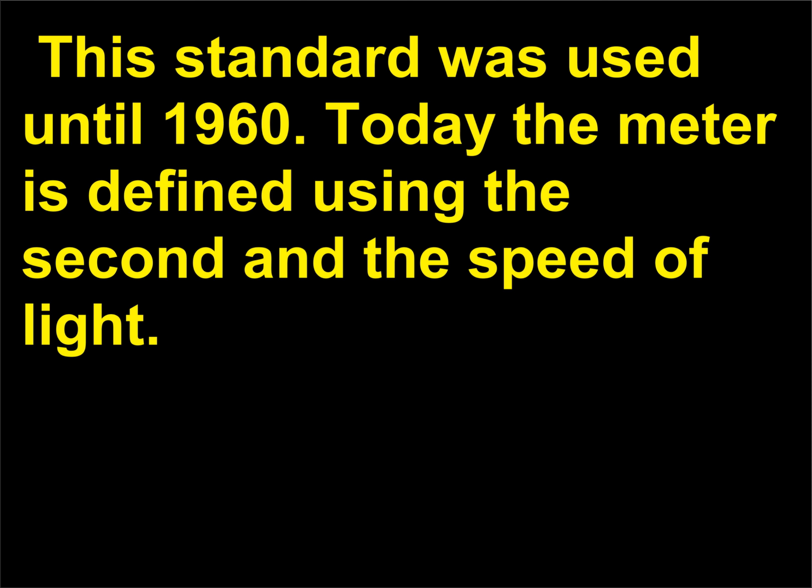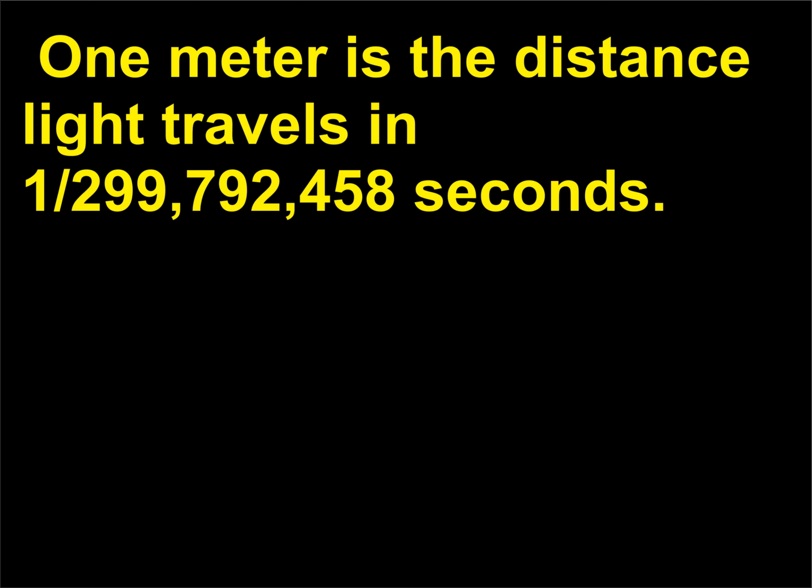Today the meter is defined using the second and the speed of light. 1 meter is the distance light travels in 1/299,792,458 seconds.